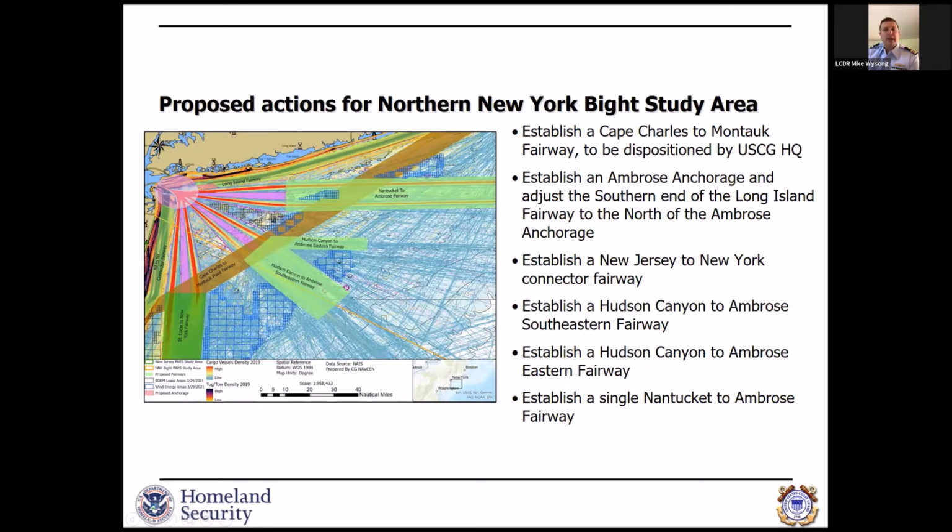Additionally, there is a Nantucket to Ambrose and an Ambrose to Nantucket shipping safety fairway system, indicated in the bright red off of the eastern fairway. Then in June of 2020, Coast Guard headquarters provided an advance notice of proposed rulemaking, the first step in official rulemaking, certainly not final, to propose the Cape Charles to Montauk fairway, depicted here in a brownish color that cuts across the bight, and also a Long Island fairway, which runs to the south shore of Long Island. So those are what's existing.